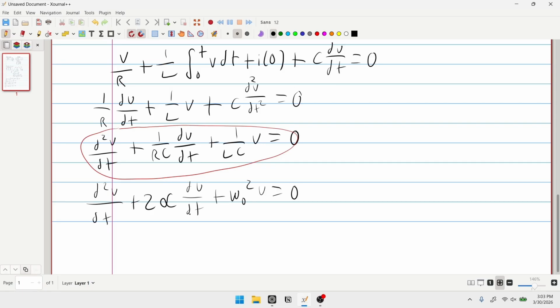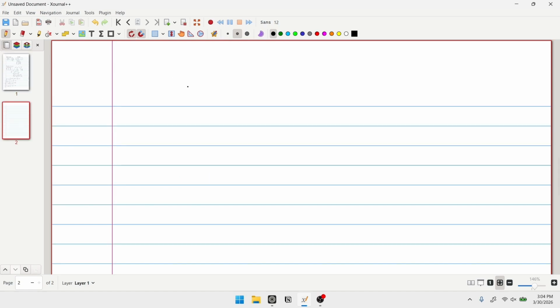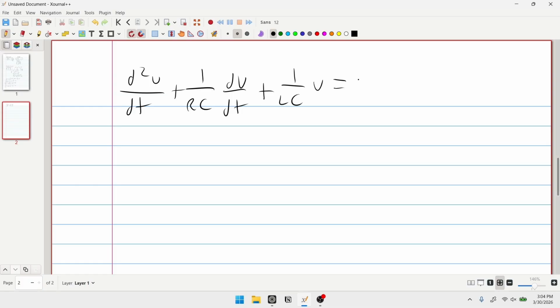And so let's try solving the differential equation, right? So we had the equation d squared V/dt squared plus 1 over RC dV/dt plus 1 over LC of V equals 0. And so we're just going to guess that the solution takes the form A e to the st, right? We're just going to guess.